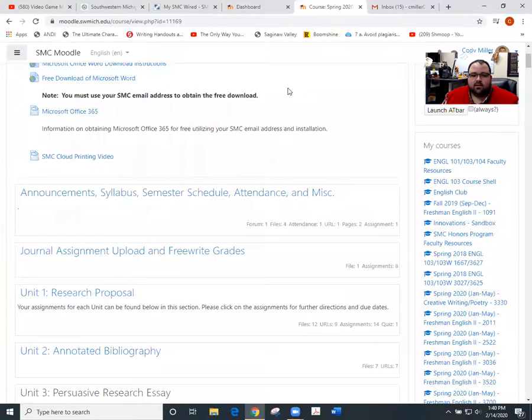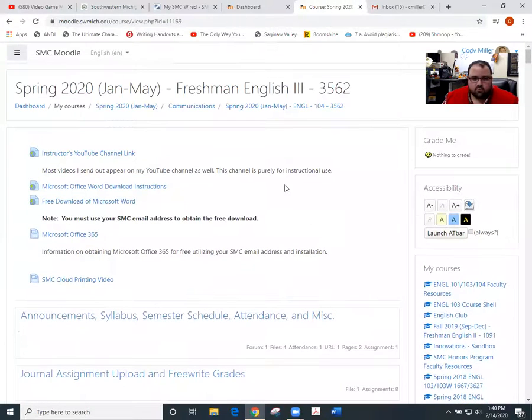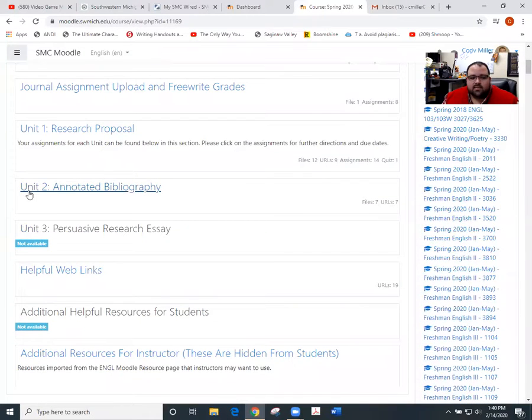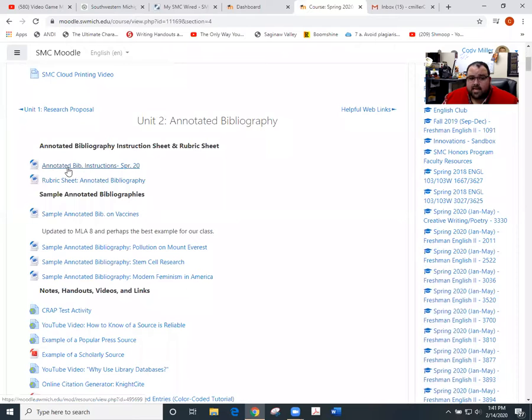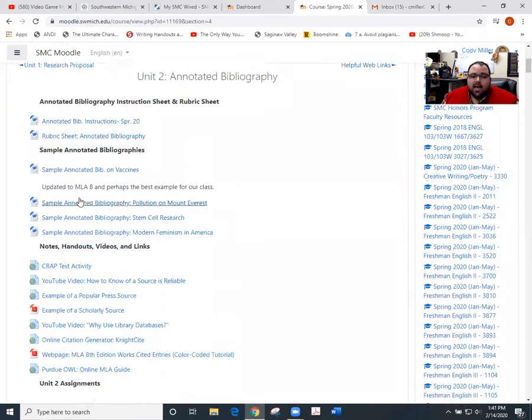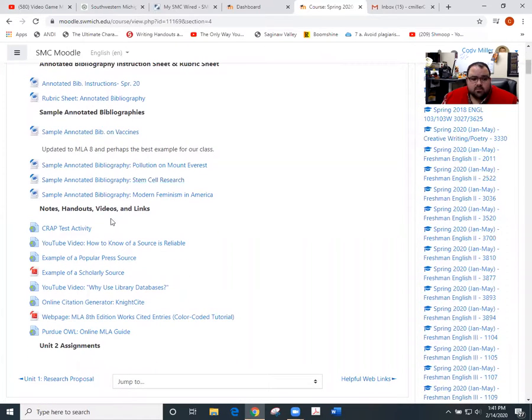We started the annotated bib, so I'm going to share my screen with you here so that you can see what I see. All right, so this is what our Moodle page looks like. You'll notice that the Unit 2 annotated bib section on Moodle is now open. So when you click on that, remember that in class, we spent some time covering the annotated bib instructions, and we looked at the CRAP test. Largely, we put together a CRAP test activity.